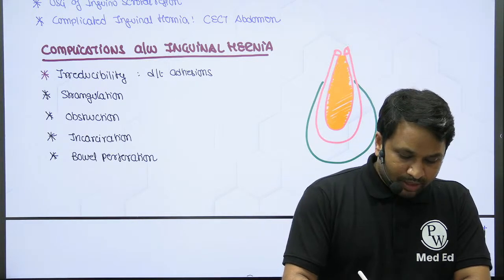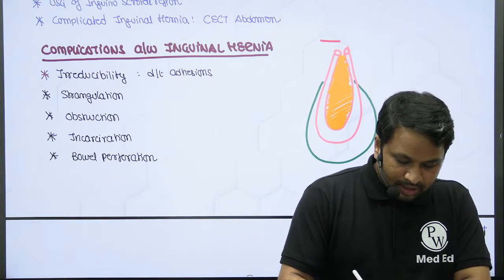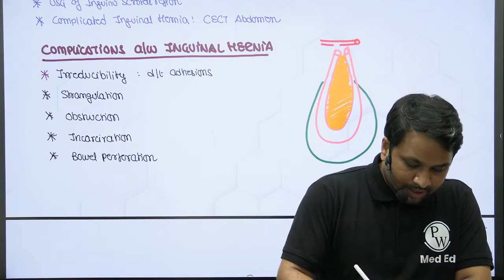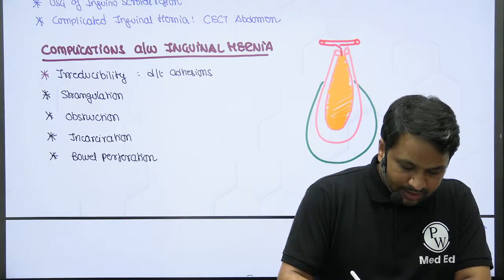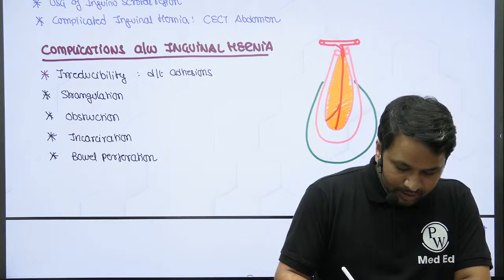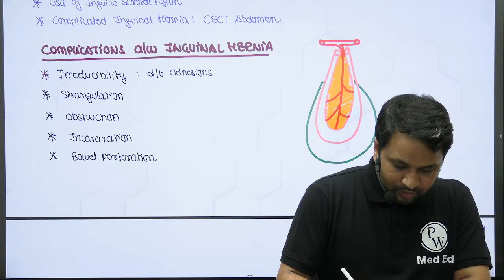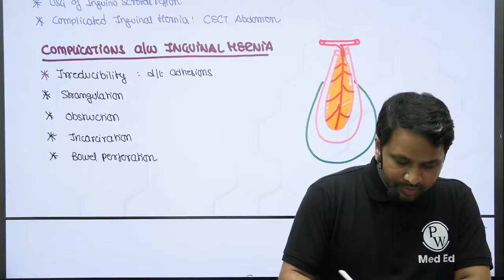We all know the blood supply to the bowel actually comes from the mesenteric border. So the blood supply of the bowel comes from the mesenteric border, and as it comes from the mesenteric border, it is going to supply every nook and corner of the bowel wall.